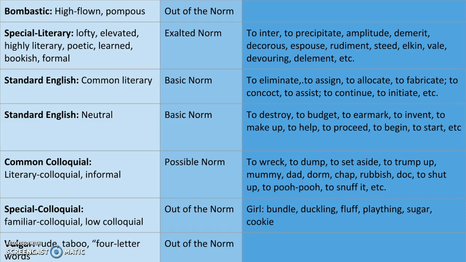So would your character use that kind of language? Next comes standard English, and we have two forms of standard English, the common literary and the neutral. Standard English common literary is what you're going to use, for instance, in high school and college. So if your character uses this, it's the idea that they're going to be in a professional or an education setting, and therefore they're going to be using language that's going to get them a good grade or respect from their peers, or essentially presents themselves in the way that they want to be seen because of their desires as the character they are. And it might be eliminate, assign, allocate, fabricate, concoct, assist, continue, initiate.